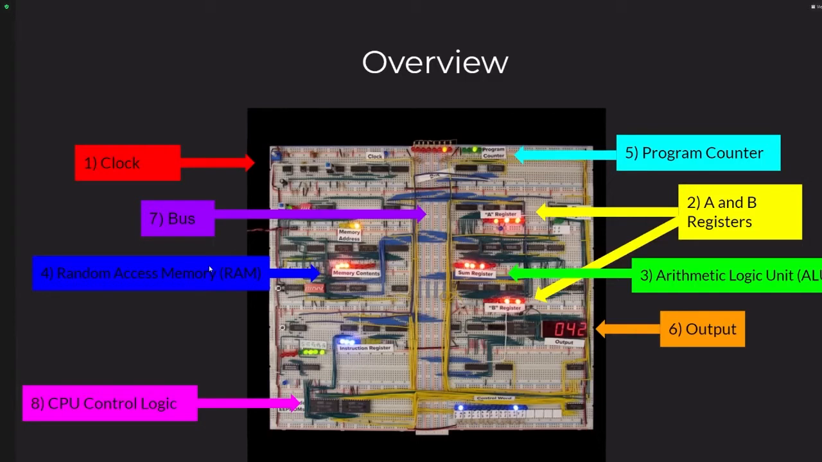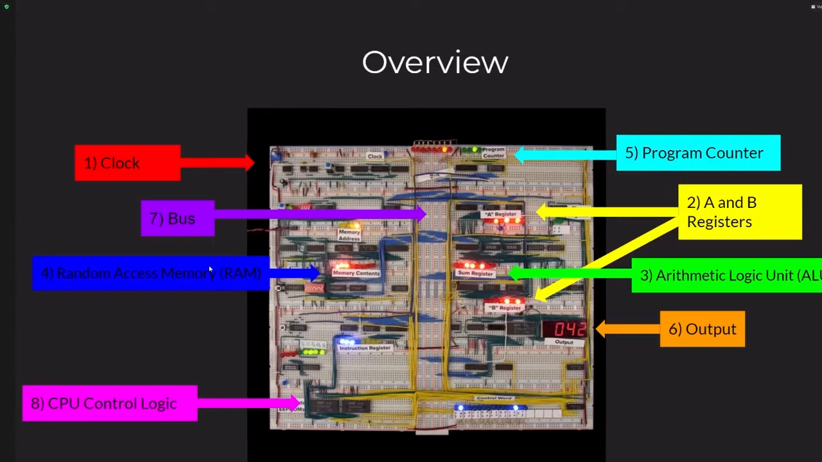Then there is the output, or the output register. This is just like any other register, like A and B, except instead of displaying your number in binary, it's displaying it in decimal on your display. So you can see the number 42. That means the number 42 is being held in that register.